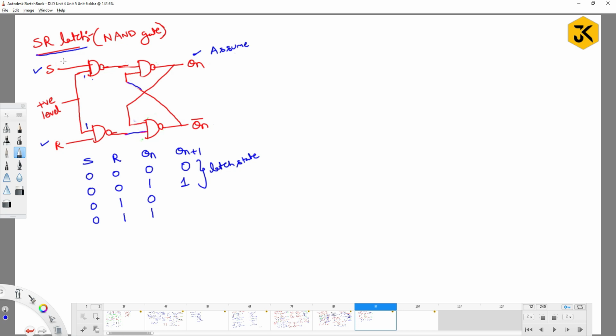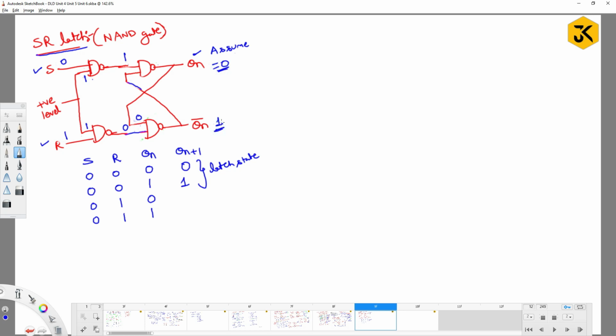Here S is 0, R is 1. This input is 1. 0 and 1 is 0, its complement is 1. Here 1 and 1 is 1, its complement is 0 now. I am assuming that Qn is 0. When Qn is 0, here you are going to get 0. What is 0 and 0? 0. Its complement is 1. Is it working accordingly or not? Yes, it is working accordingly.